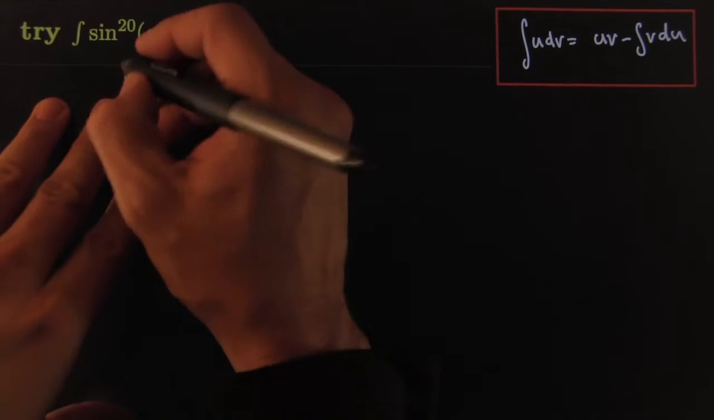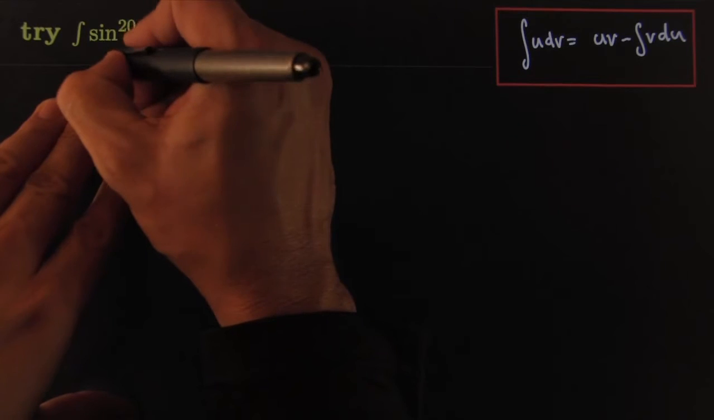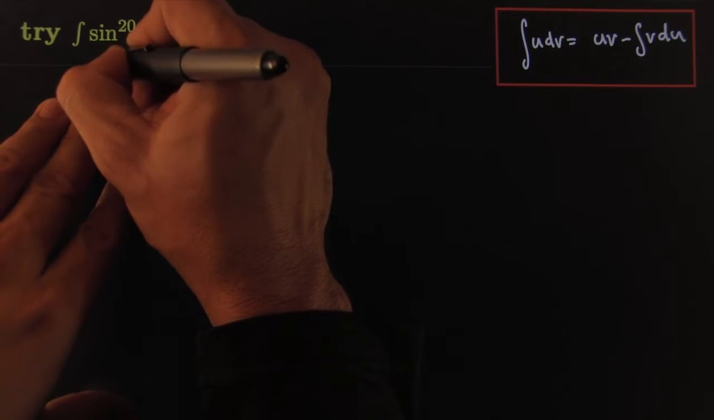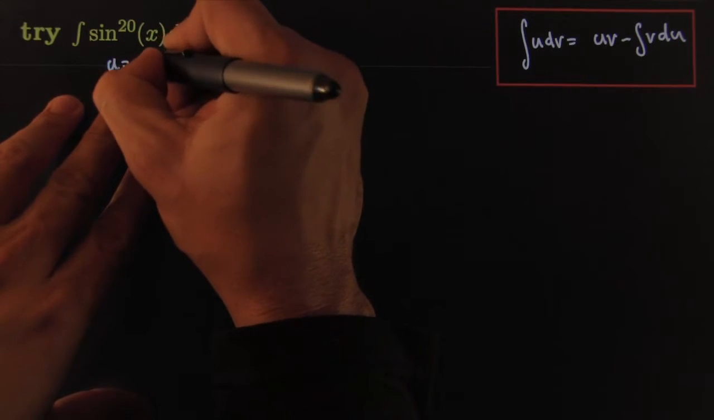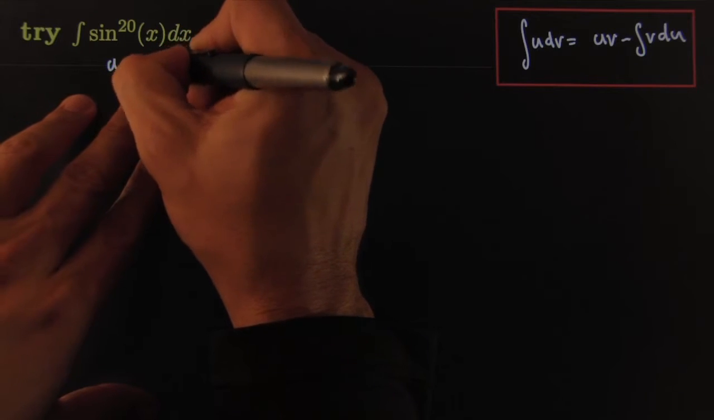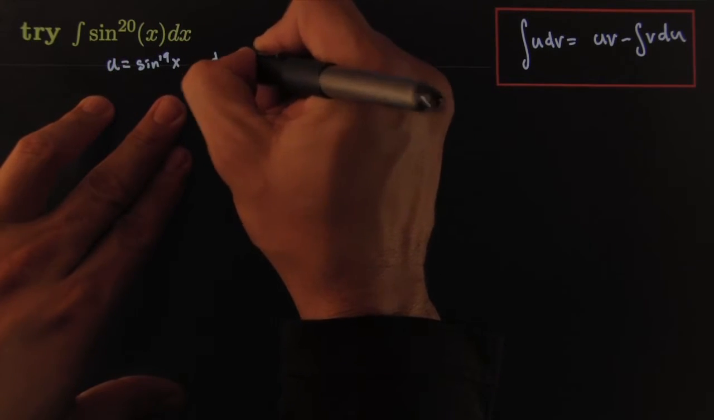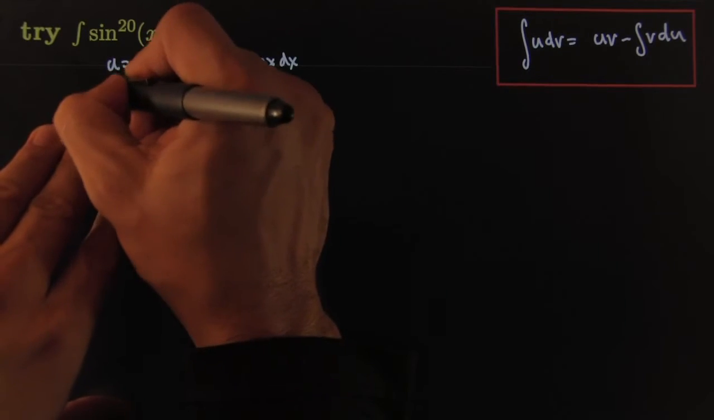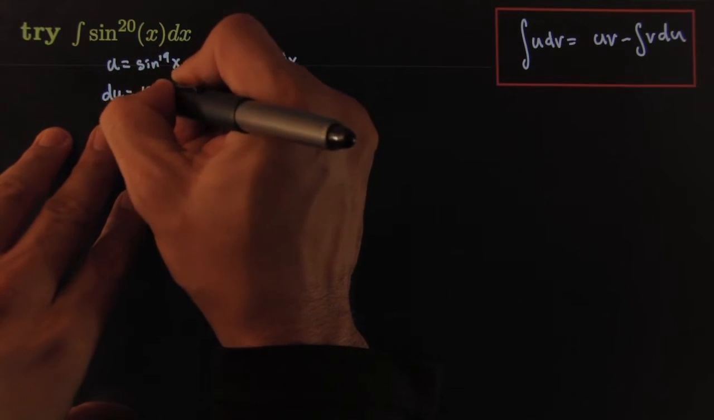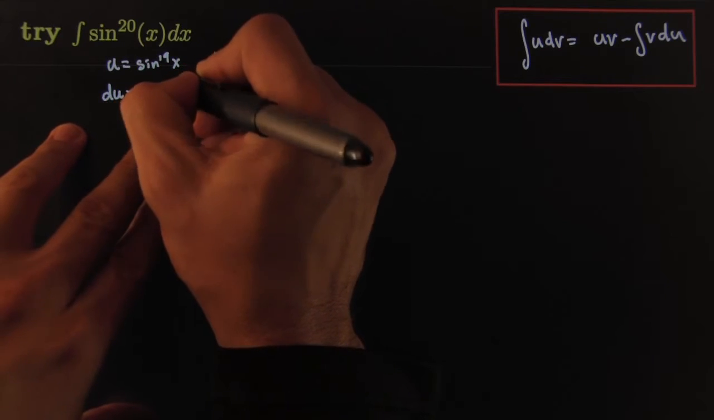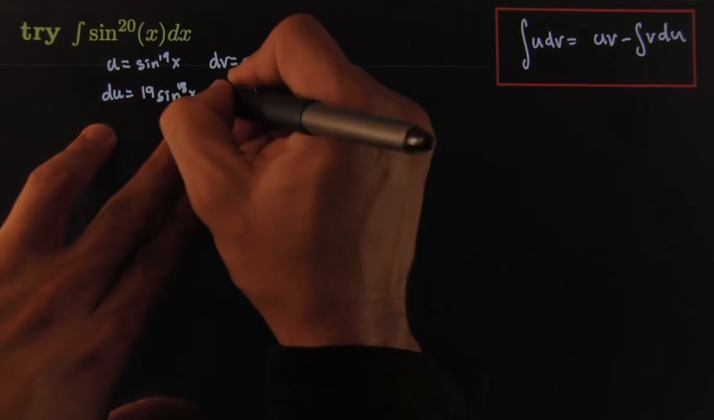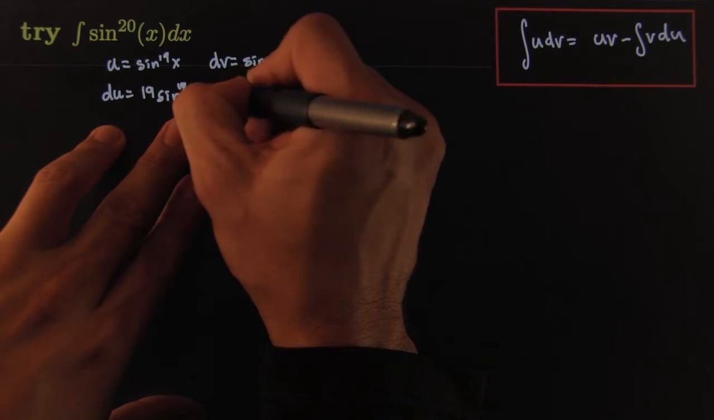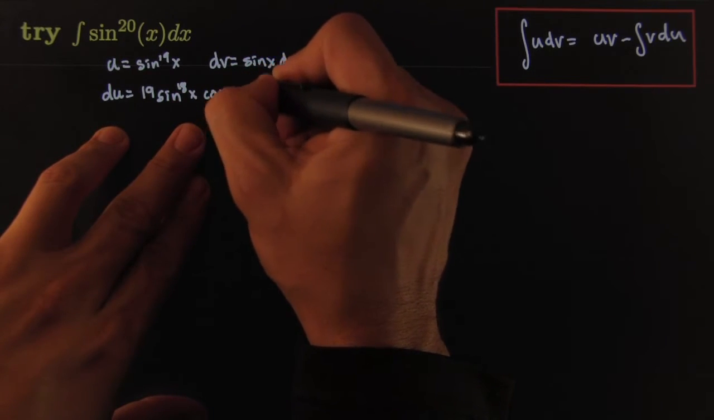Here we go. It starts off with being fearless. You must not be afraid. Make something your u. I'm going to call 19 of these sines u. The rest of it would be just one sine left along with the differential. Complete the dictionary, so du would be equal to 19 times sine 18x times the derivative of sine, which would be cosine of x, times the differential dx.